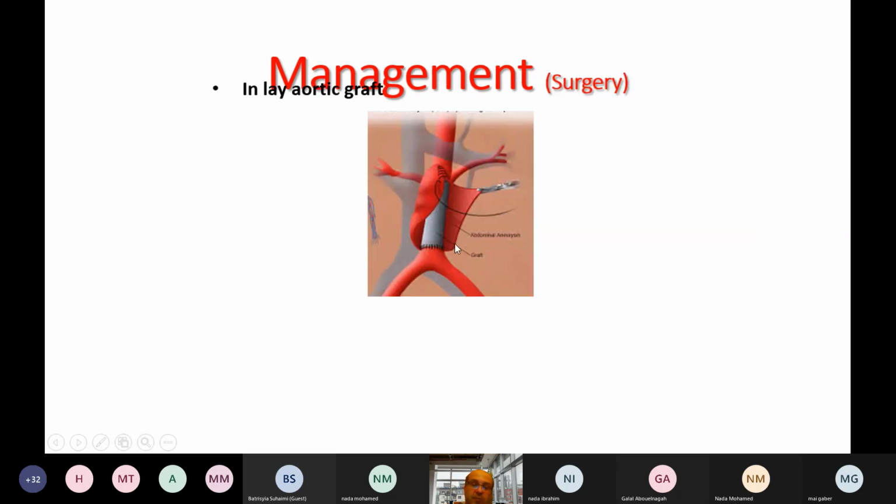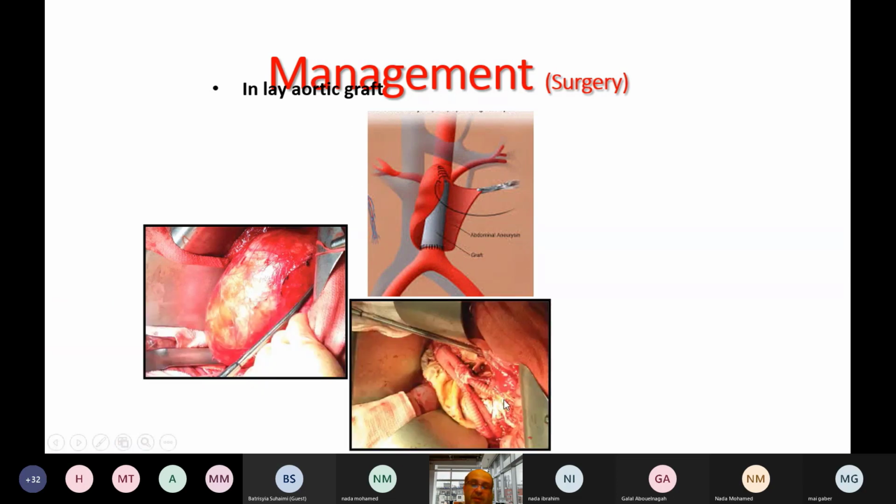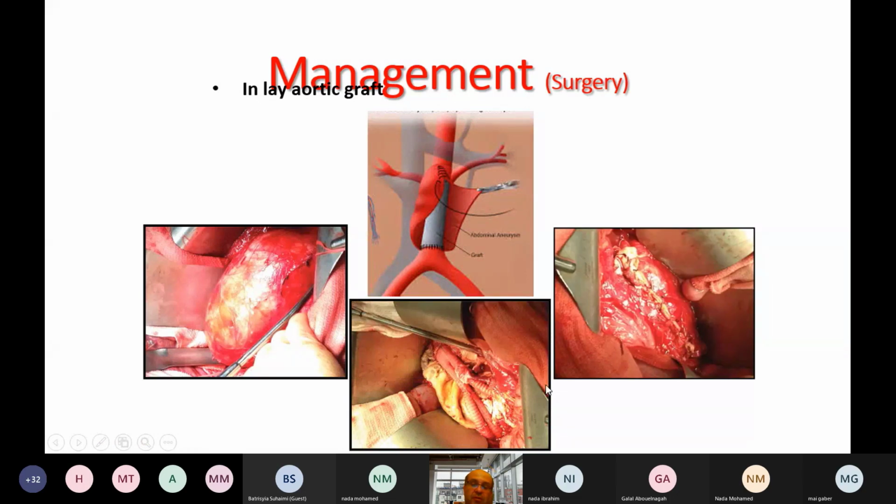This is inlay that we have said before. You put the graft here and you resuture the wall of the aneurysm around it. This is the abdominal aneurysm, open and the graft inside. This is live from the OR, and then the wall of the aneurysm is resutured around the graft.